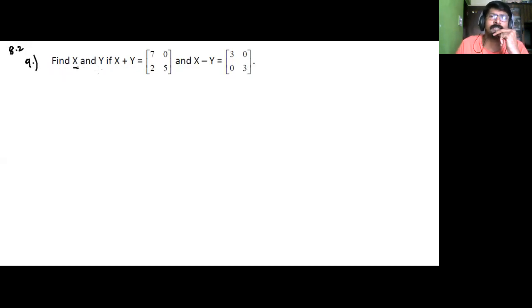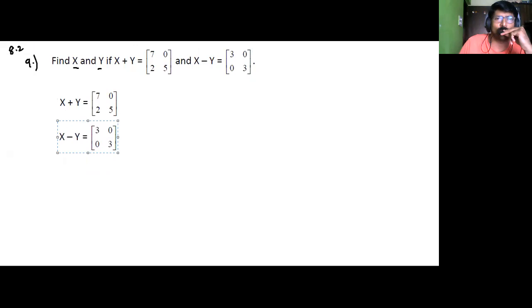Find the matrix X and Y if X plus Y is this matrix and X minus Y is this matrix. Now what can be done? First of all, copy paste the sum. Meanwhile, I'm doing my copy pasting. I copied equation number 1, and then I'll copy equation number 2. Once I have these two equations, I will paste them one below the other. This is equation number 1, and this is equation number 2.